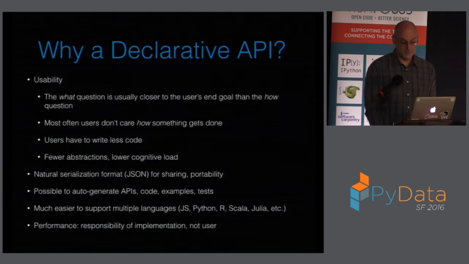It's much easier to support multiple languages. The visualization tools today that do support multiple languages are typically built on top of a declarative API underneath. And then performance. With an imperative API, it's really easy for the user to make things slow. Well, it's easy for them to make things slow, hard for them to make things fast. They have to be responsible for that. With a declarative approach, the implementer can be responsible for performance. Obviously, that places a larger burden on the implementer, but that's the idea, right? That the user has less burden.